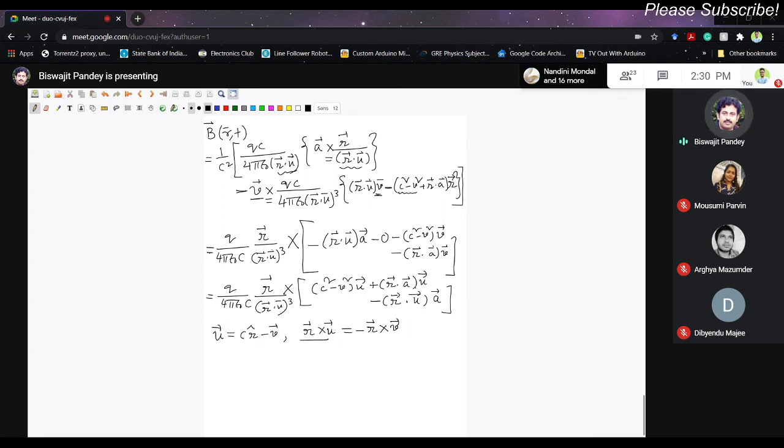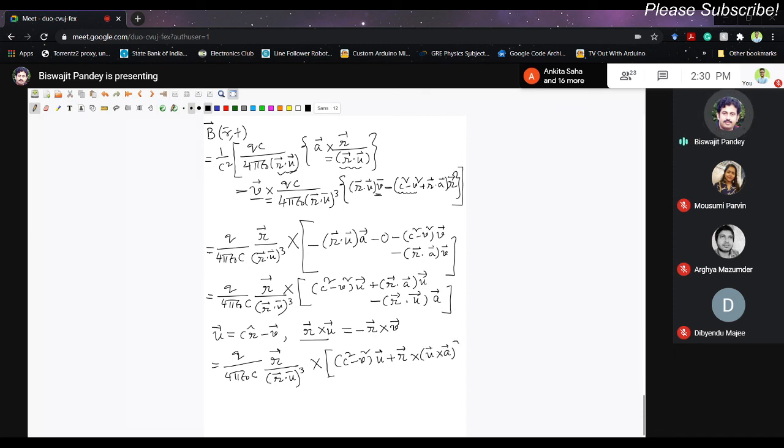So, (r dot a) into u minus (r dot u) into a. Again, you can see these two terms can be clubbed together in terms of a cross product. If I write this: q by 4 pi epsilon 0 c, and then we have r over (r dot u) whole cube, cross. This is the cross product, not a multiplication. (c square minus v square) into u plus r cross u cross a.